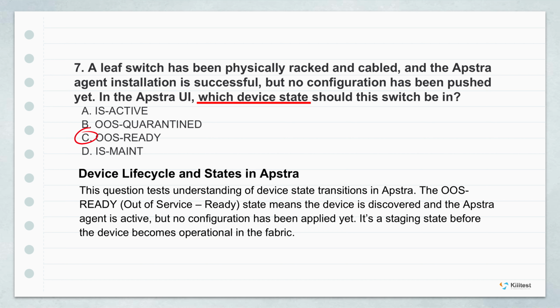OOS ready. Yeah. It means Apstra sees the switch, the agent is running okay, it's physically connected as expected, basically saying, I'm here, I'm healthy, and I'm ready for my configuration. But it's not carrying any production traffic yet. It's like the final staging step before you commit it to the fabric. The green light before hitting deploy.